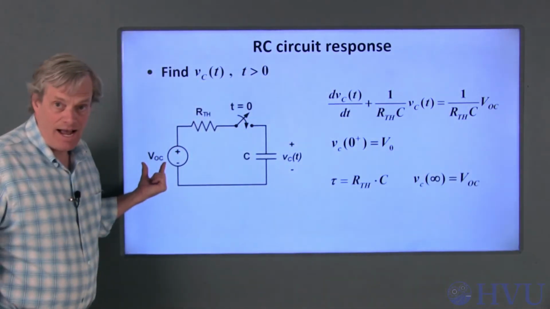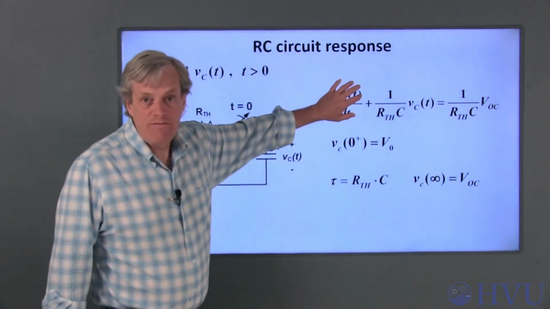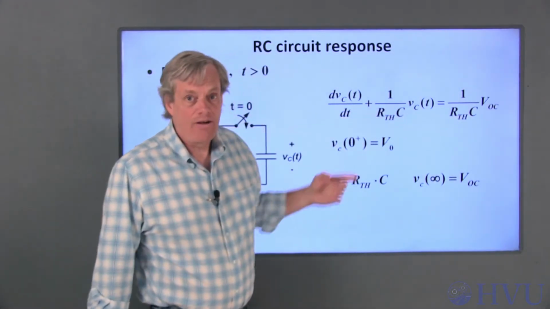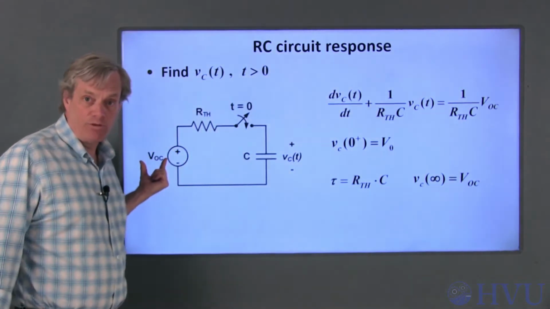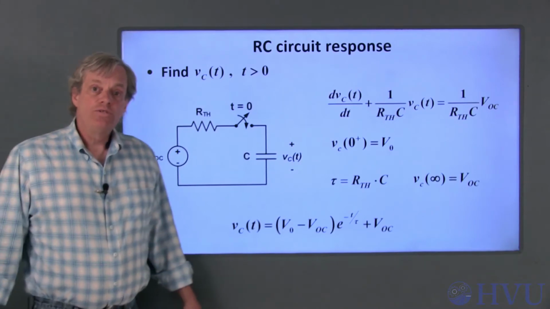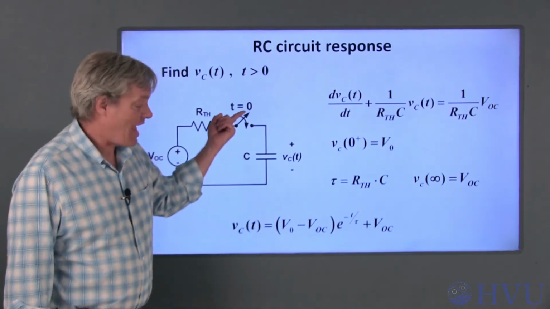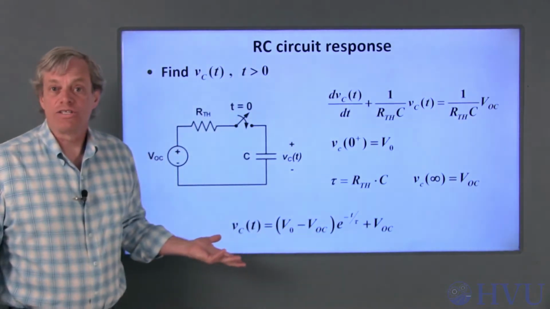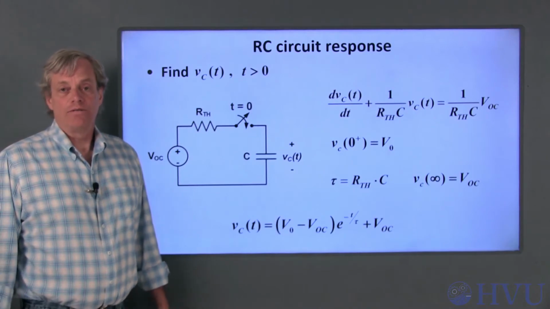Since the input is a constant, the capacitor voltage as time goes to infinity must be a constant, and the derivative term in this differential equation goes to 0. The RTH times C terms cancel out, and the capacitor voltage as time goes to infinity is just VOC, the supply voltage. This is the form of the capacitor voltage response. The unknowns in this equation are the time constant, the initial voltage across the capacitor just after the switch closes, and the final voltage, VOC, across the capacitor as time goes to infinity. Next, I'll do an example to show how to calculate those three values.